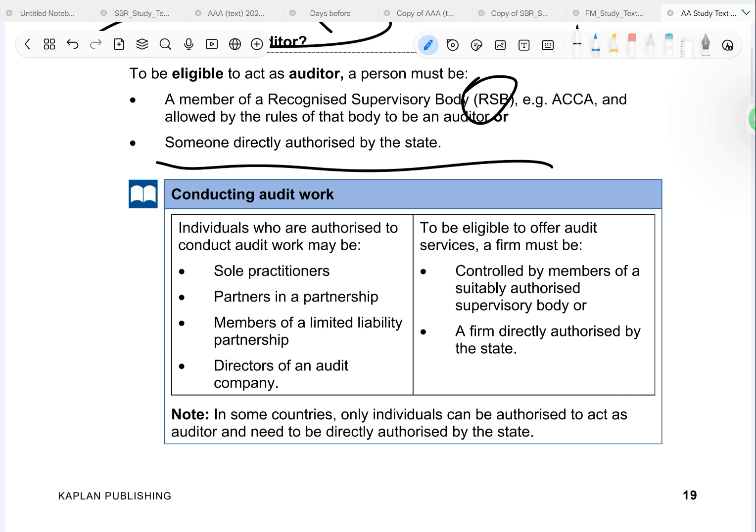But there are also rules about the firm itself. To offer audit services, the firm must either be controlled by members of a suitably authorized supervisory body or be directly authorized by the state. This ensures that audit firms themselves are properly regulated. One final point to remember for the exam: in some countries, only individuals can be authorized to act as auditors rather than the firm as a whole. So regulation can vary slightly between countries, but the overall principle remains the same.